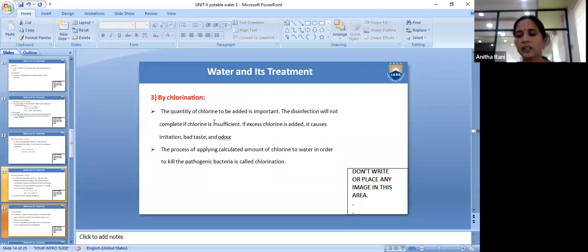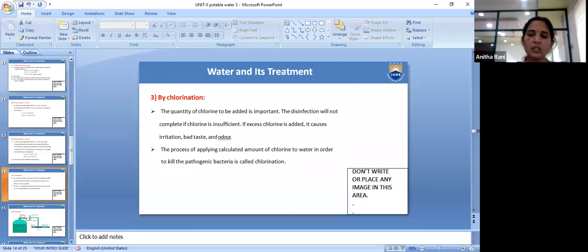Next, we are adding chlorine directly to water. But what we are going to discuss today is how much quantity of chlorine we have to add to completely destroy the bacteria present in water. If we add excess chlorine, we get bad taste and bad odor, and it is also toxic to human beings. So we have to add the exact quantity of chlorine in water. It is an experimental method only, so we will discuss it with a graph.